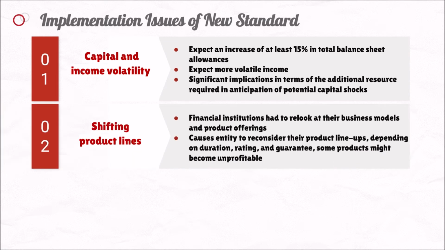Next, shifting product lines. Financial institutions had to relook at their business models and product offerings. This caused entities to reconsider their product line-ups depending on pricing, tenors, and guarantees. As a result, some products might become unprofitable.